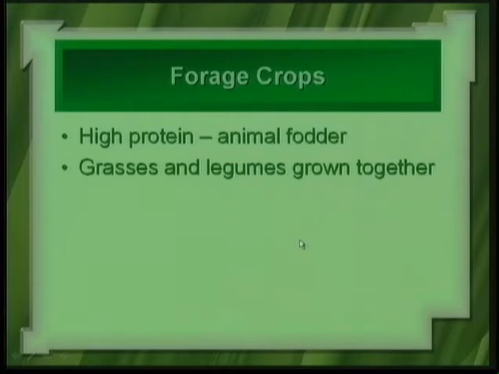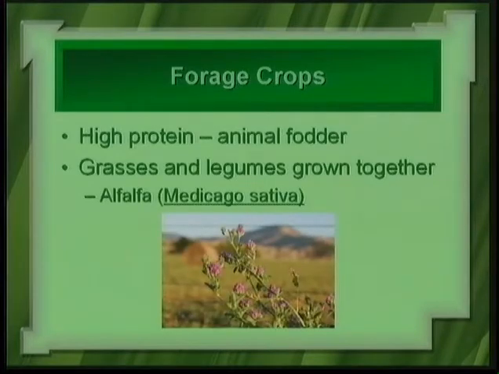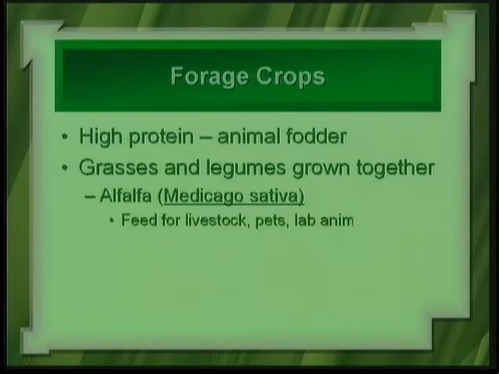And so in a lot of these pastures, you'll have grasses and legumes growing together, and sometimes they do that on purpose. For that fact, you have alfalfa, for one. This is a good forage grass for livestock.